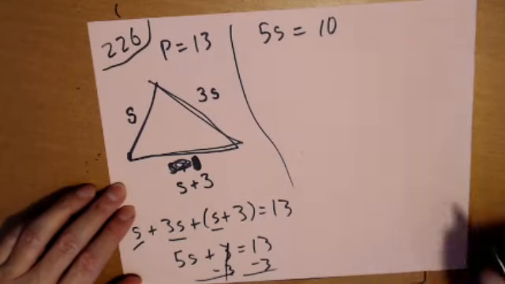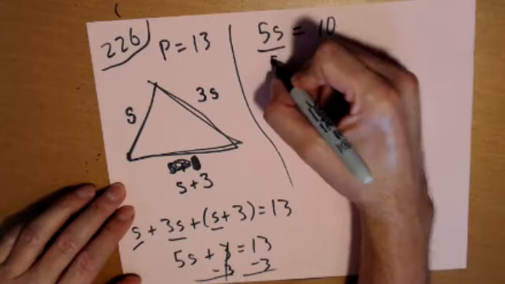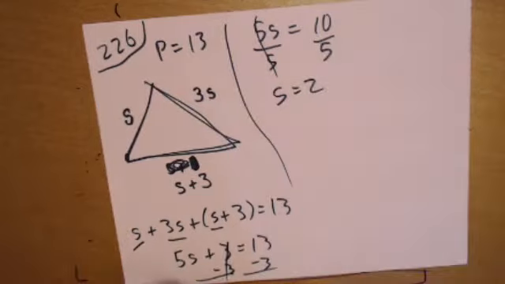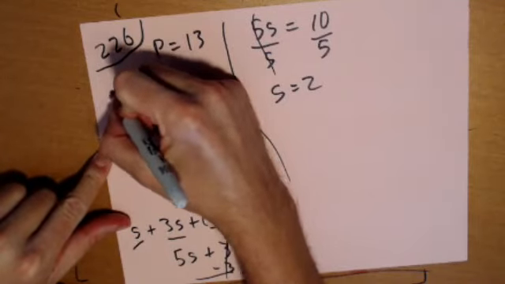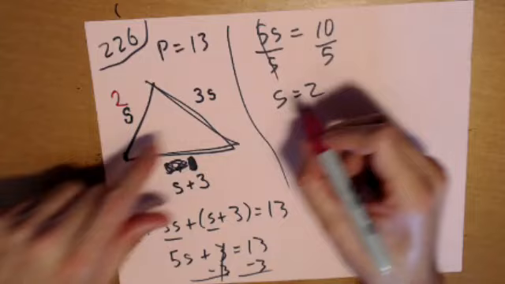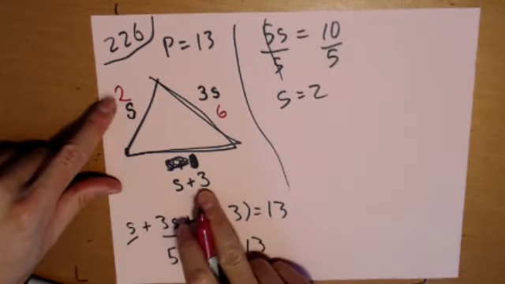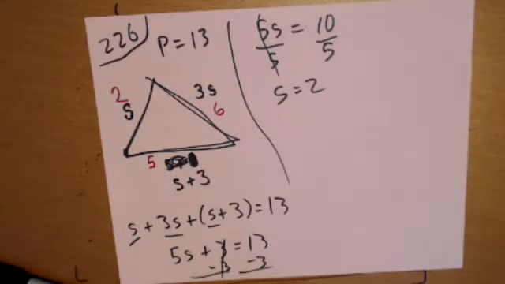Those canceled. S's look like 5s. Ugh, maybe it's my font. Divide by 5, divide by 5. S equal to 2. Okay. So this side is S, so this is 2. This is 3 times S, so 3 times 2 is 6. And this is S plus 3, so 2 plus 3 is 5. Ta-da! So 2, 5, and 6 are the answers.